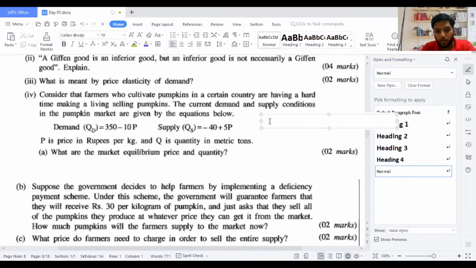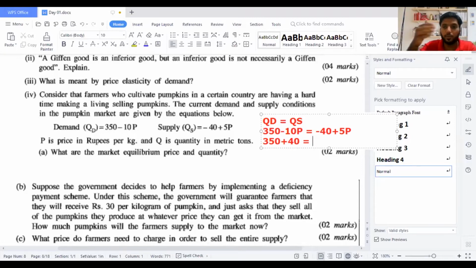Quantity demand is equal to quantity supplied. So quantity demand, 350 minus 10p, is equal to minus 40 plus 5p. So I'm going to take 40 to this side, so it will become 350 plus 40 is equal to, 10p will come, minus 10p will come to this side. It becomes 15p, and 390 is equal to 15p. So I'm going to divide both by 15.